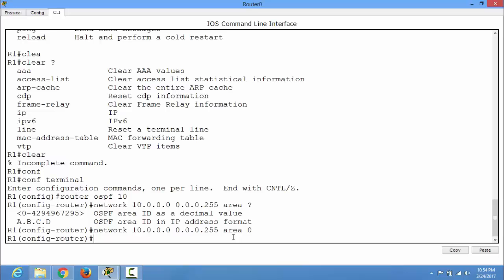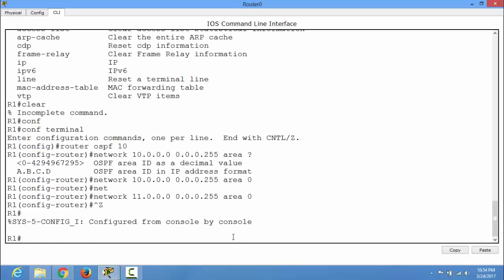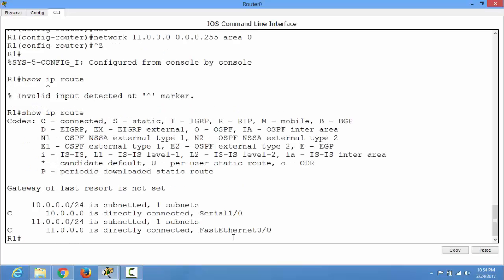The second network that I have to advertise is the 11 network. So the same network command, network 11.0.0.0 with wildcard 0.0.0.255, again the same area. Done. So now check show IP route.